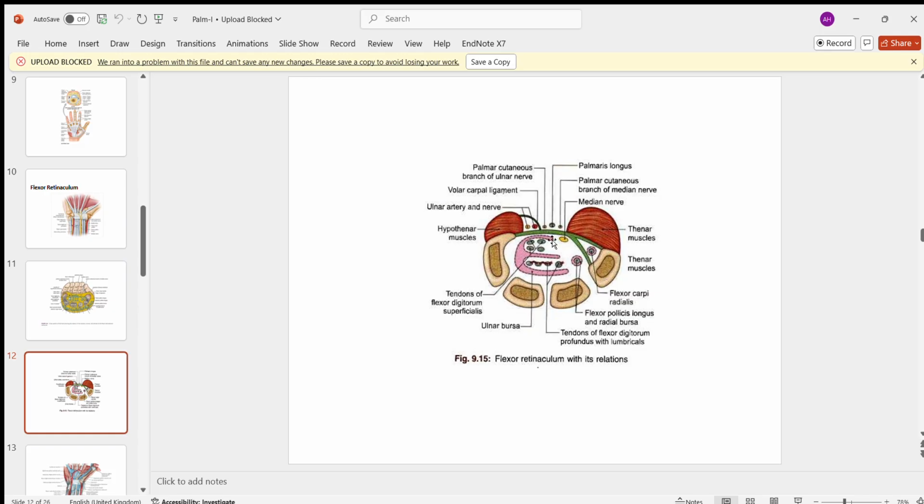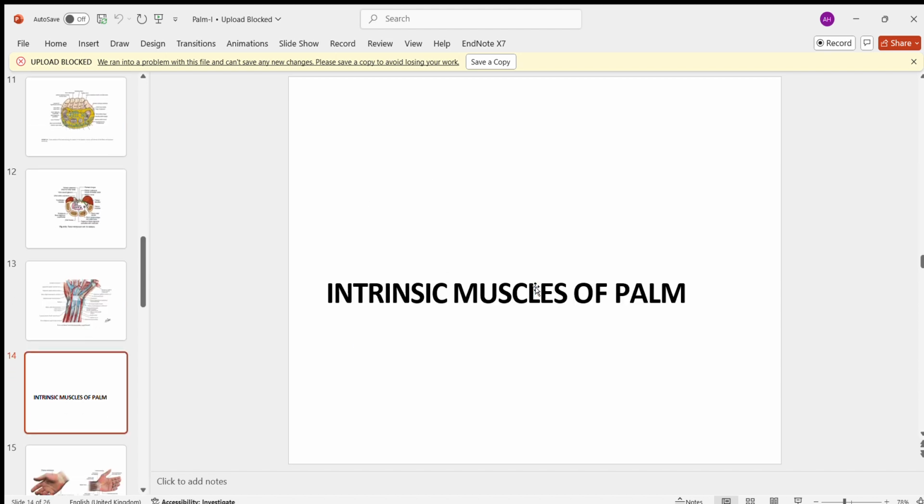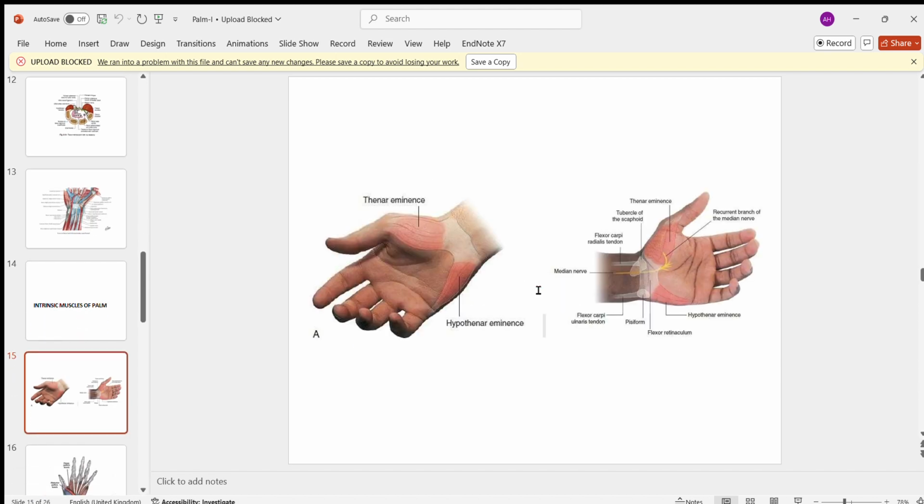In this picture again, we can see the 5 structures that I enumerated in the previous slide that are passing above the flexor retinaculum, and these are the structures that are passing below the flexor retinaculum. Once again, the main structure passing below the flexor retinaculum that gets compressed in carpal tunnel syndrome is called the median nerve.